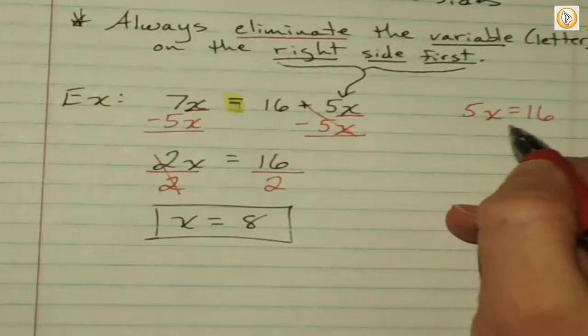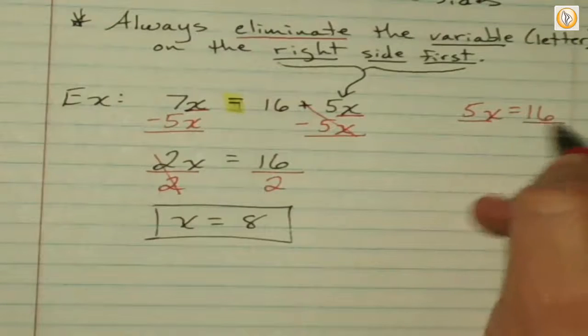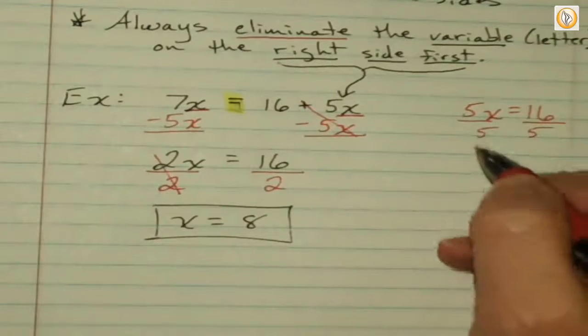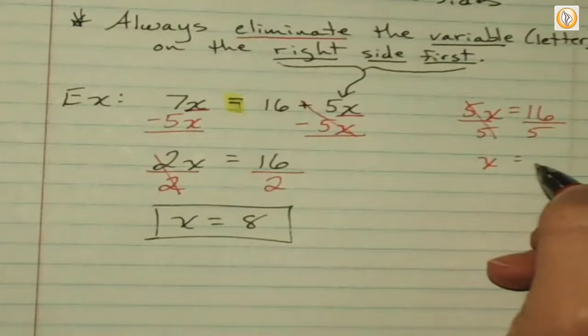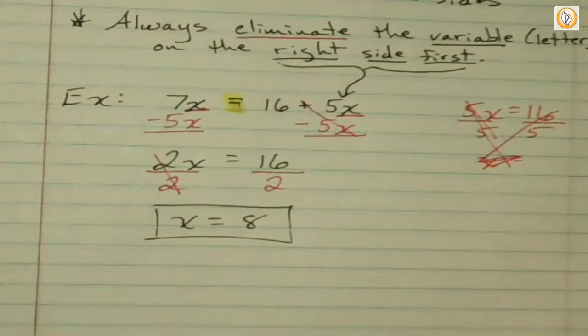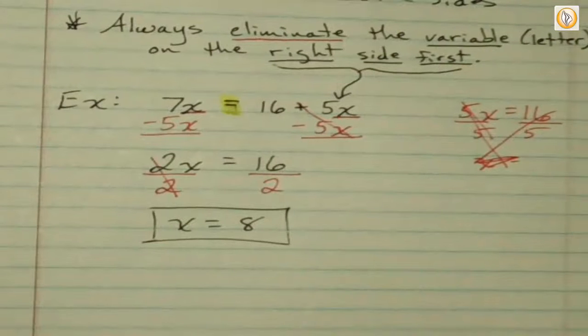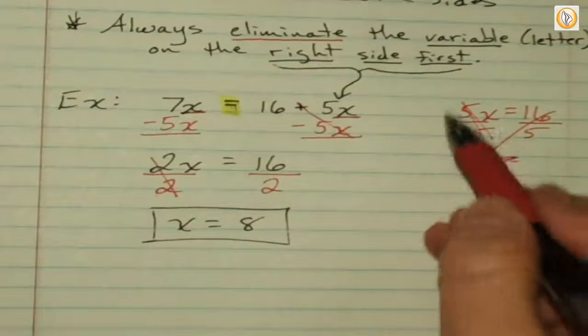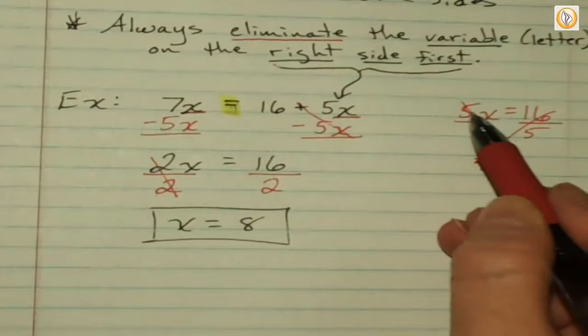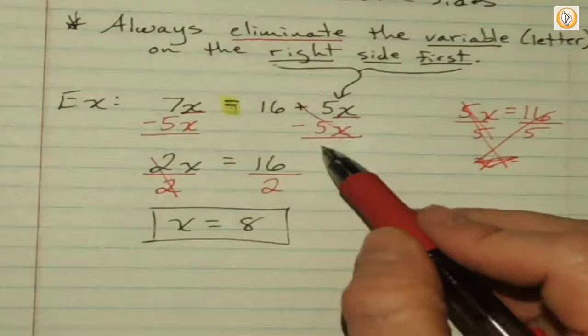If I want to get rid of the 5, I would divide by 5. See, and then I'm left with the x. See what I'm saying? So that's what that's about. If you want to get rid of just the 5, then you would divide by 5. But if you want to get rid of the whole term, then you do what we did here.